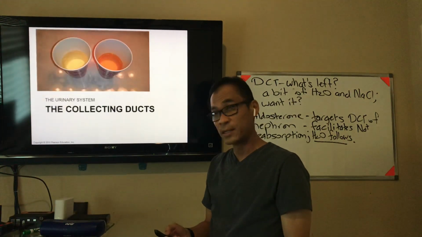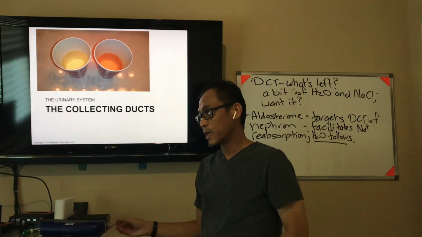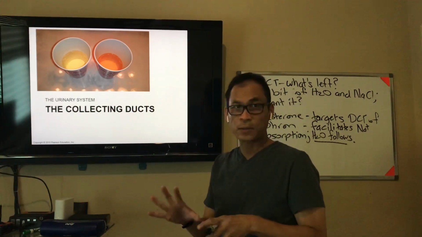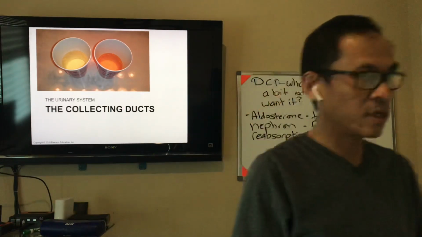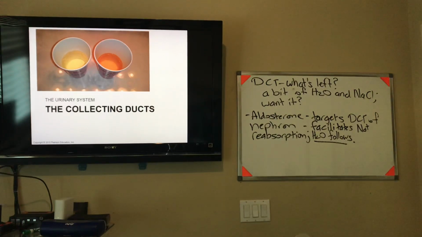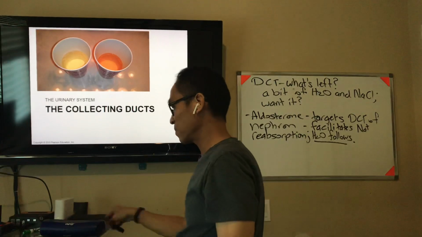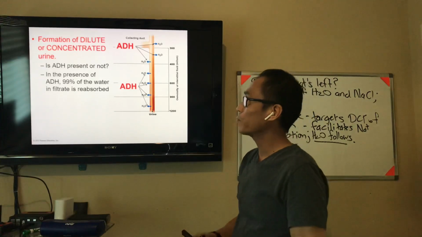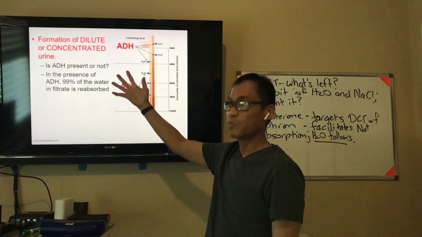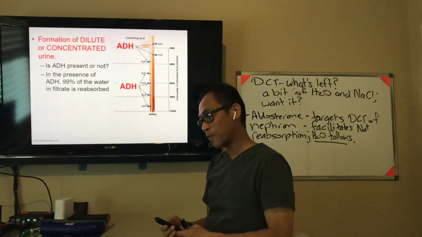So by the time we get to the collecting duct, we are down to discussing whether or not you'll reabsorb more water to concentrate the urine or form dilute urine. That's basically what I'm going to focus on for the physiology of the collecting ducts. So the formation of dilute or concentrated urine is, basically, is ADH present or absent? And that'll determine it. Okay, and let's talk about those aquaporins.